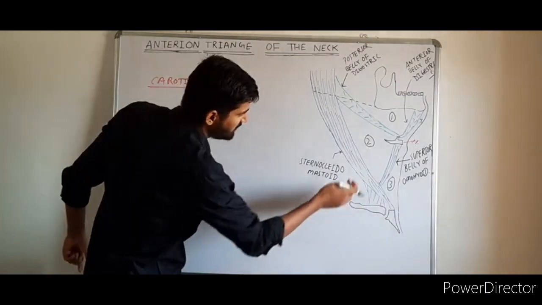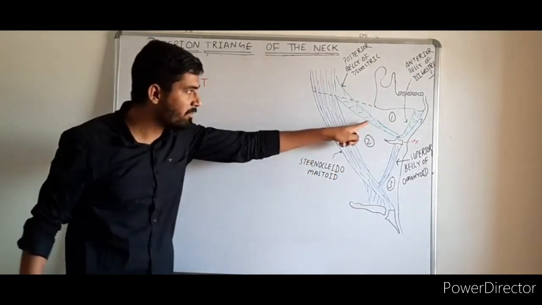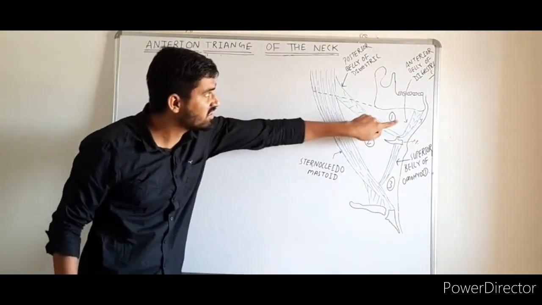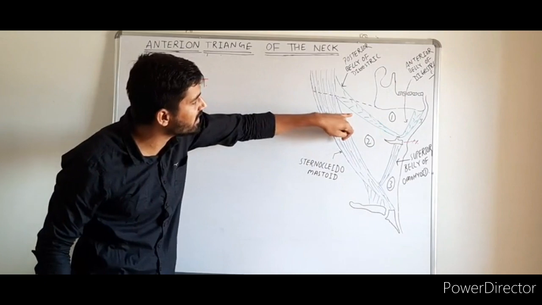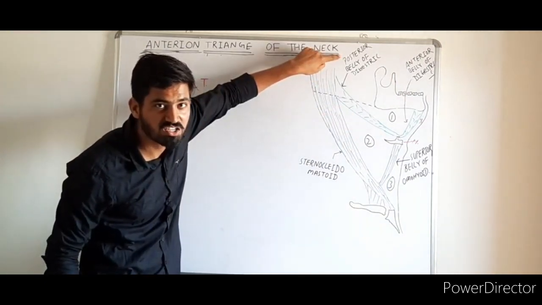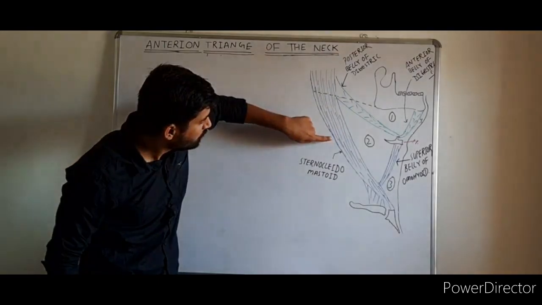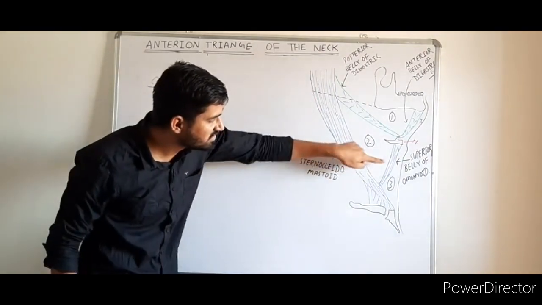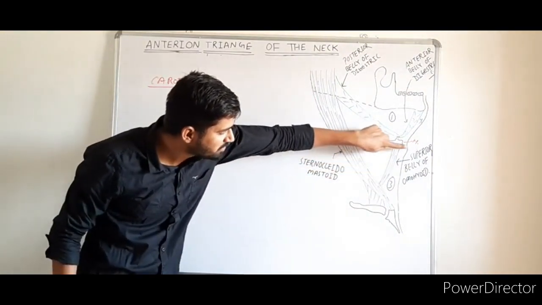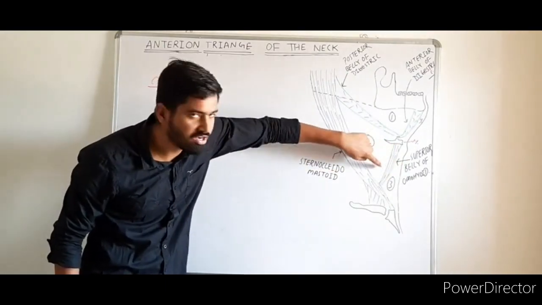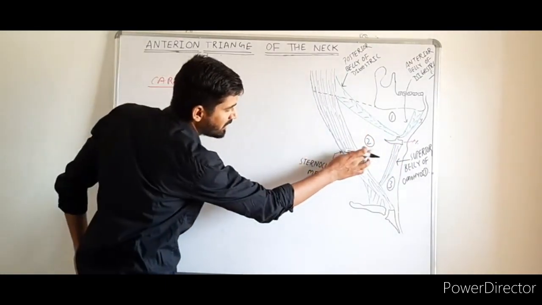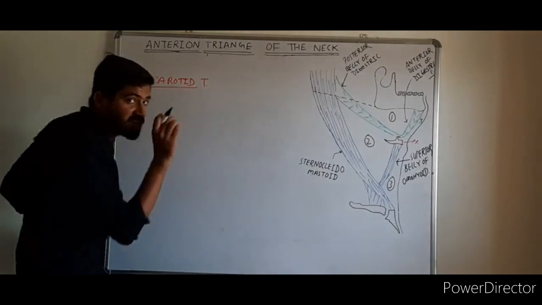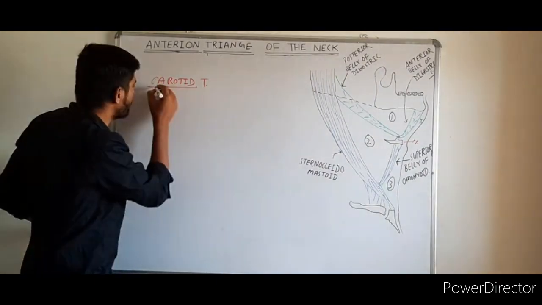Boundaries. See here, superiorly by the posterior belly of digastric. This is the posterior belly of the digastric, and this is the anterior belly of the digastric. So superiorly by the posterior belly of digastric. Posteriorly, by the sternocleidomastoid muscle. Anteriorly, or anteroinferiorly, by the superior belly of the omohyoid. So this is the second triangle, called the carotid triangle, boundaries I explained. Now what is the content? This is the carotid triangle. So the carotid sheath will be there.